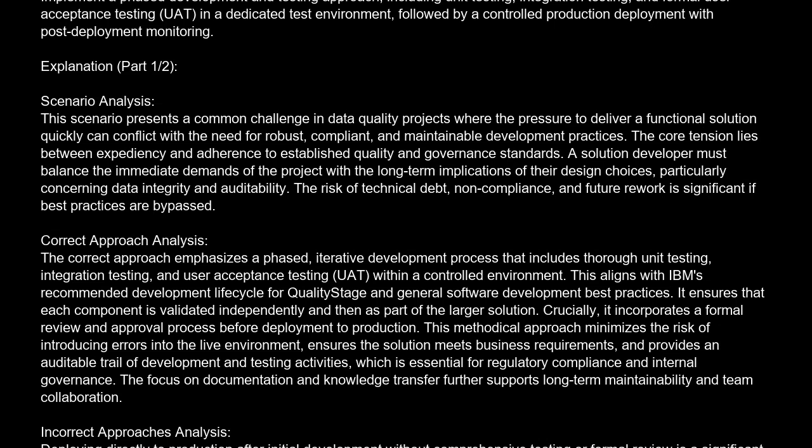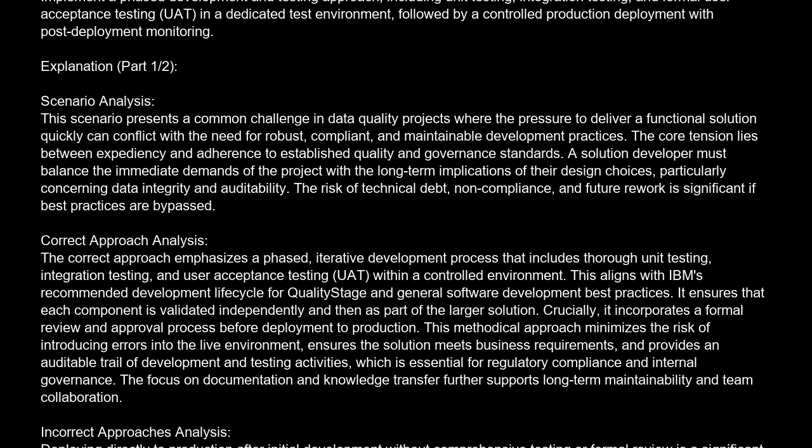The correct answer is C. Implement a phased development and testing approach, including unit testing, integration testing, and formal user acceptance testing, UAT, in a dedicated test environment, followed by a controlled production deployment with post-deployment monitoring.